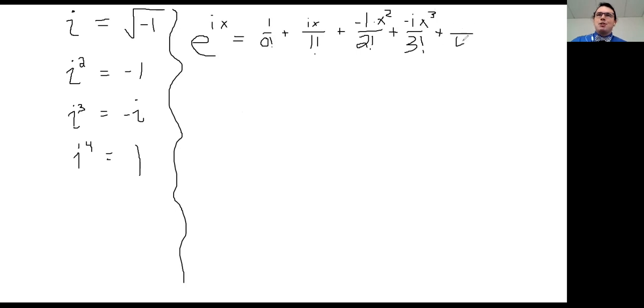For the fourth term in my Maclaurin series, I'll have a denominator of 4 factorial. And this time, the fourth power of i gives me the number 1. So I'll have 1 times x to the power 4. And then the pattern is going to repeat itself in the numerator. The denominator is going to be 5 factorial, of course, but i to the power 5, well, this is the same as i to the power 4 times 1 more power of i. And since i to the power 4 is the number 1, i to the power 5 is the number i.